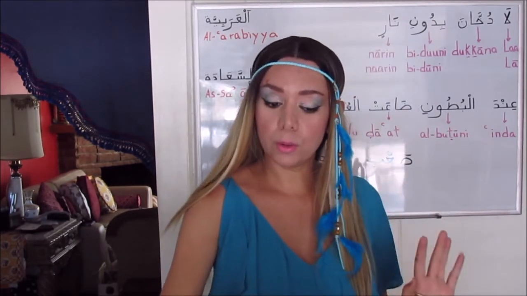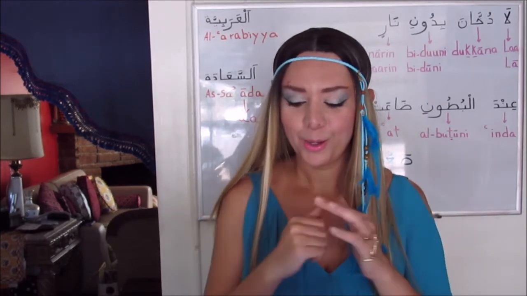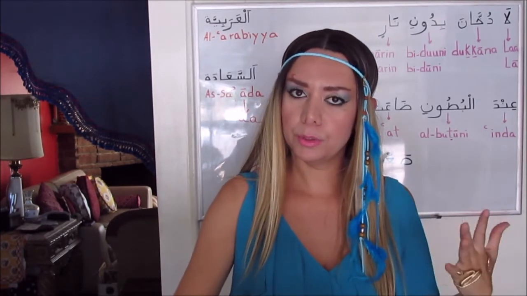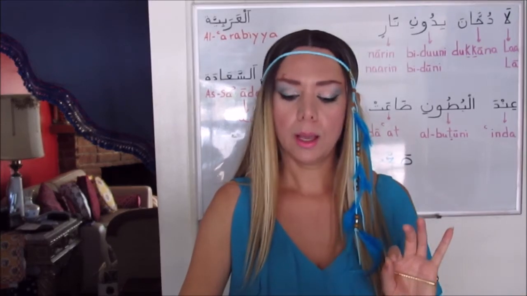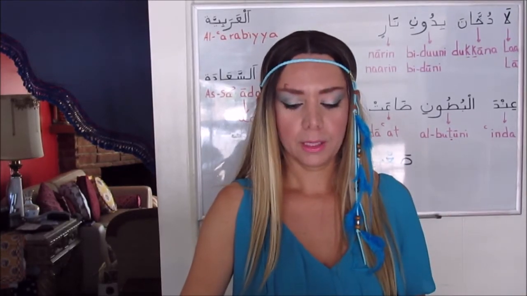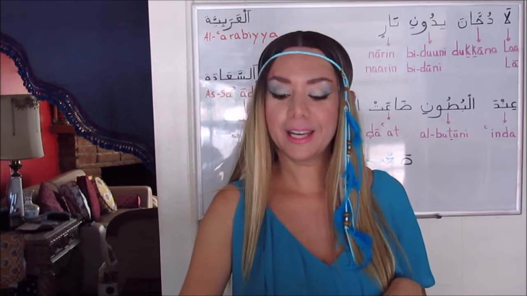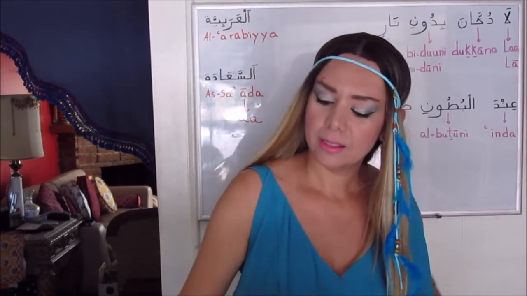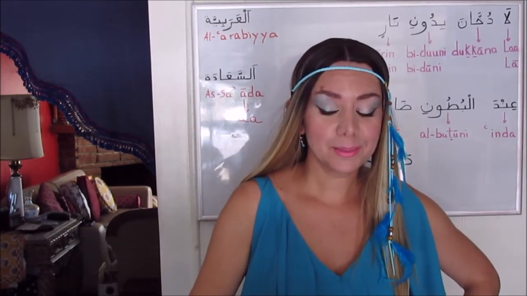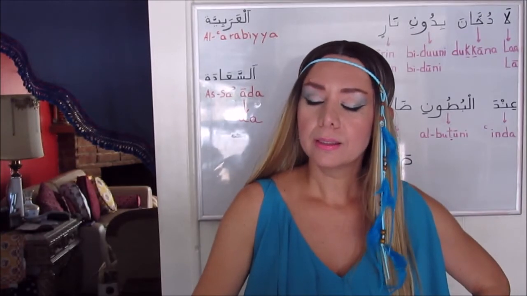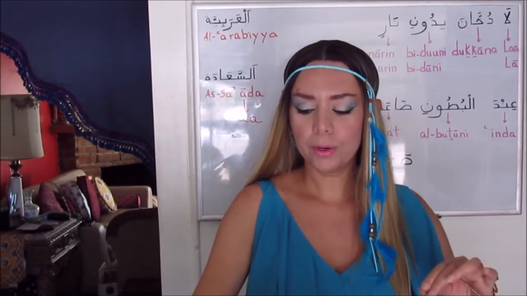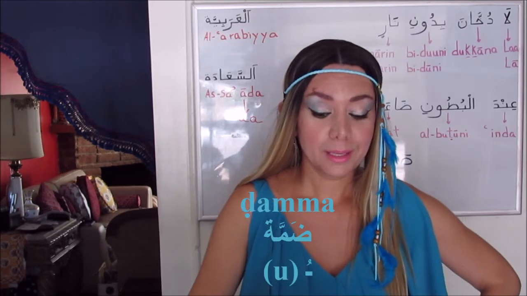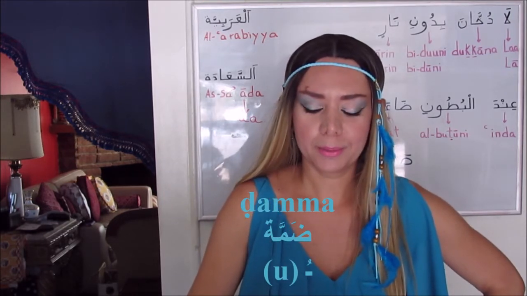The short vowels are transliterated with an A when it comes to a fatha, similar to the sound that is produced with the word assembly. An I for a kasra, as it sounds in sit, and a U for a dhamma, as in ultra.